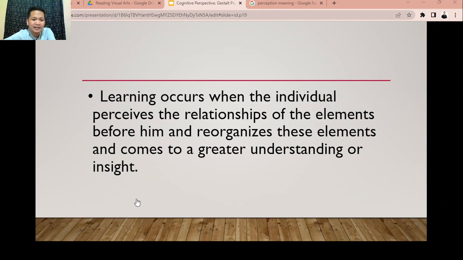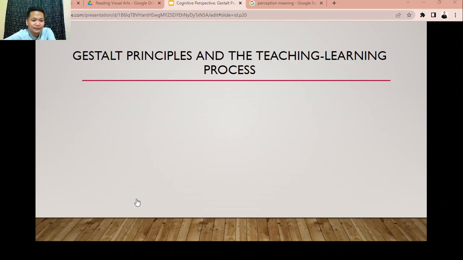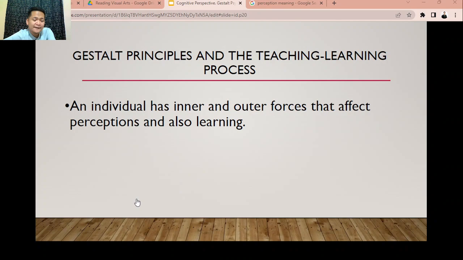So ano yung mga elements na nandoon? Sticks. Nasa cage siya. May banana sa labas. Hindi niya maabot. No? So he organizes his thought na since may dalawang sticks, kailangan kong pagdugtungin to get the banana. Okay? So learning occurs with insights. Alright? So with this comes the different principles of Gestalt in relation to the teaching-learning process. An individual has inner and outer forces that affect perceptions and also learning. Inner forces include your own motivation, attitude, and feelings.